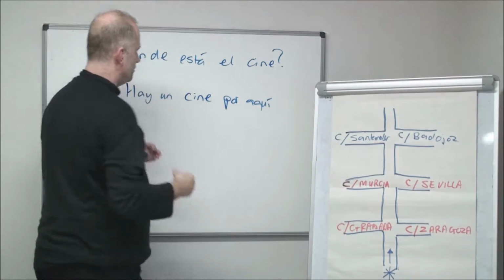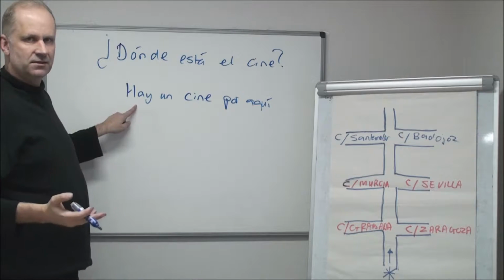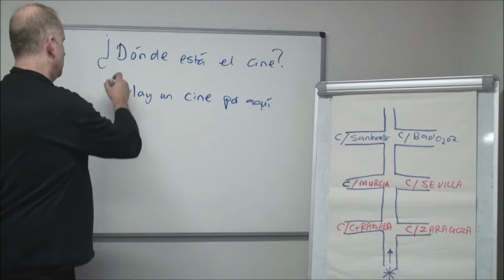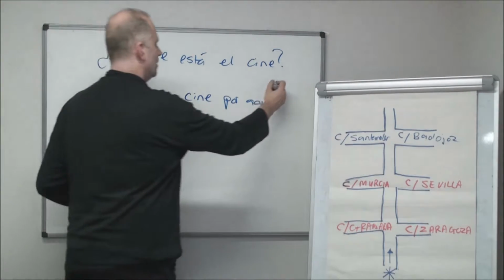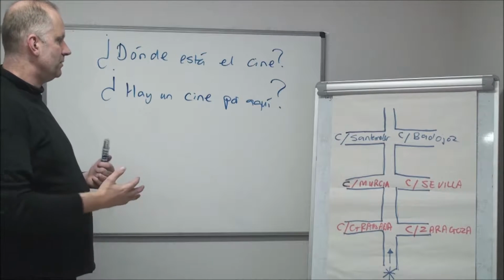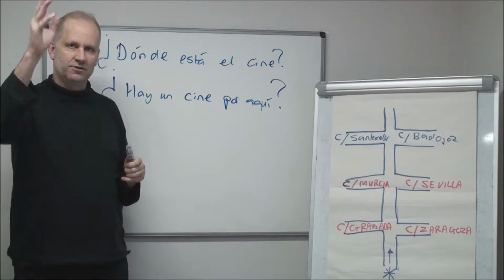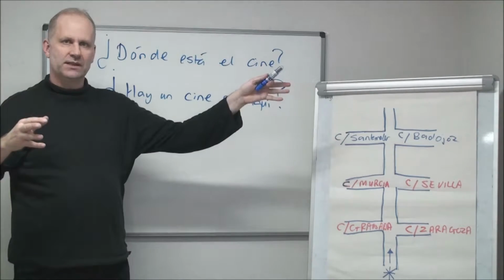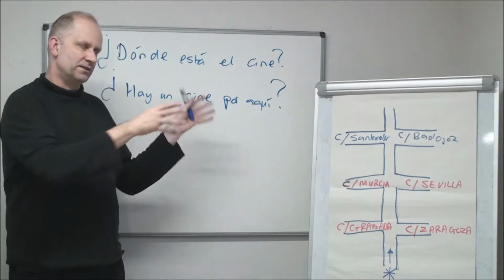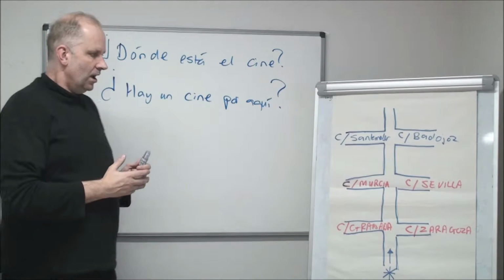So to make that a question, you just make it sound like a question. So hay un cine por aquí, that's a sentence. And hay un cine por aquí, make it sound like a question. So another thing is when you're given directions, you might hear go straight on, take the first left, then the second right, then the third left, and then the cinema's on the left. So we'll look at all the different stages.